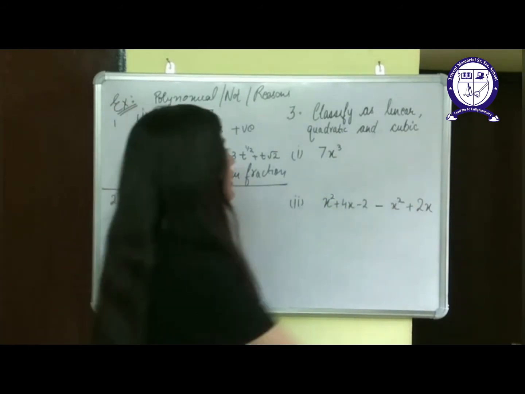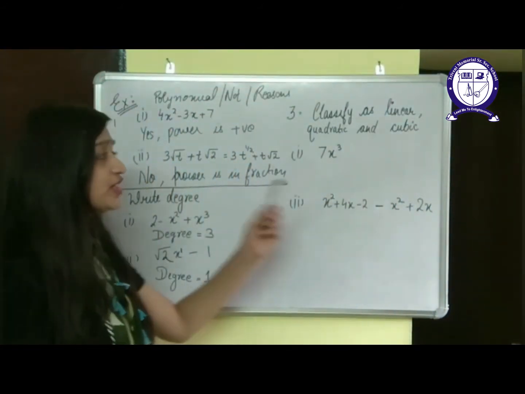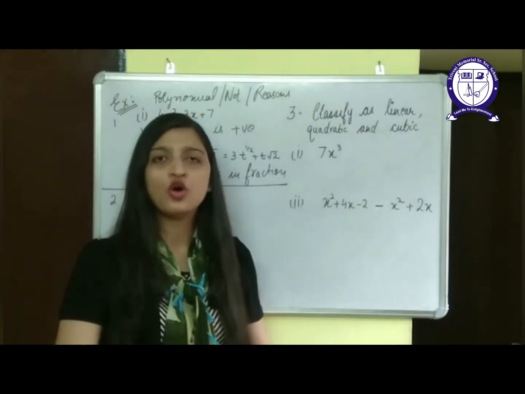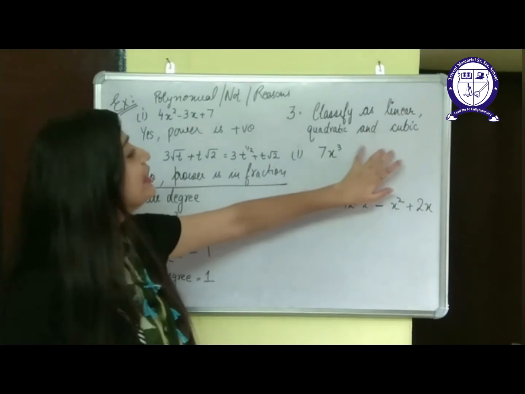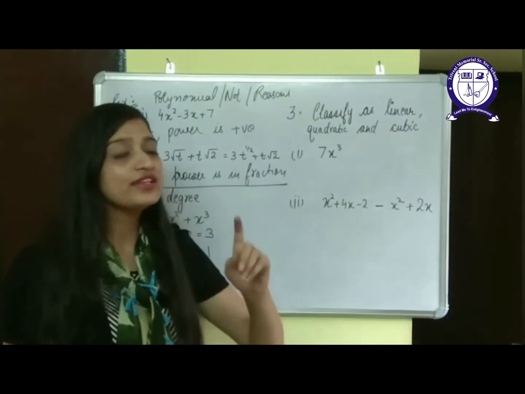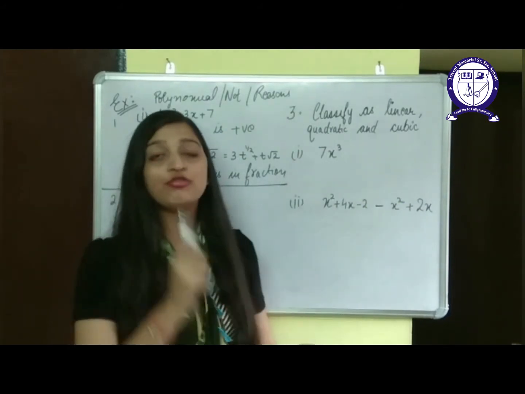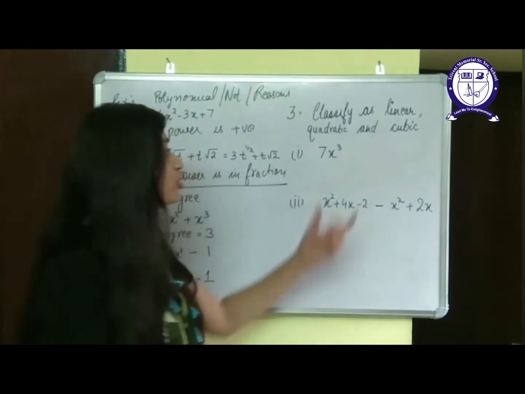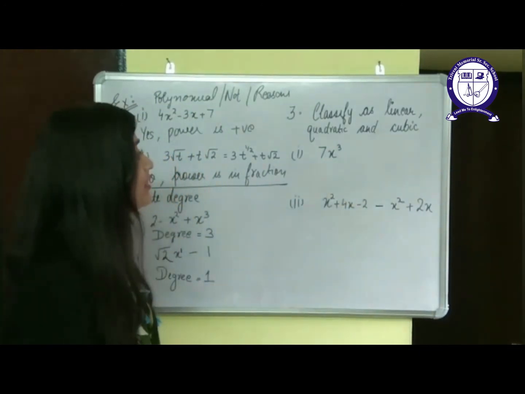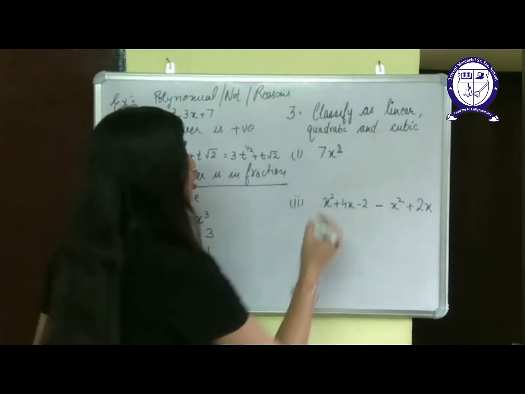Now coming to my question number 3. Classify as linear, quadratic and cubic. Similarly the question can be asked as classify as monomial, binomial or trinomial. Now we are doing linear, quadratic and cubic. Always remember, for linear, quadratic, cubic we will see the degree. For monomial, binomial, trinomial we will see the number of terms. So here we will see the degree. We can see that degree is 3, so it is a cubic polynomial.